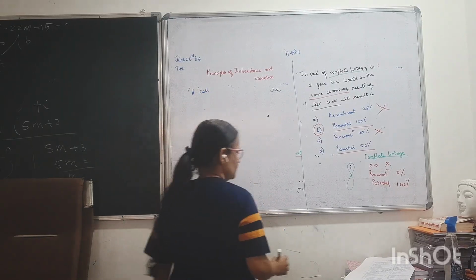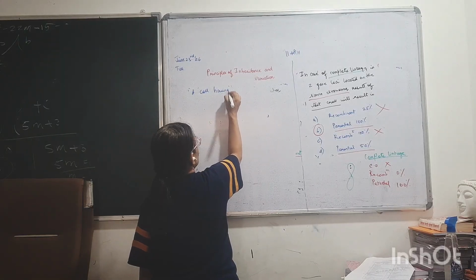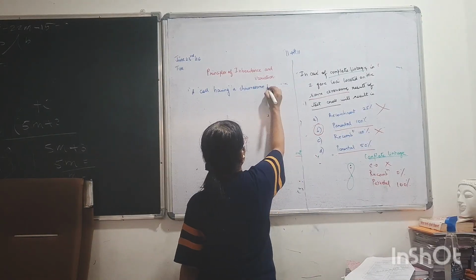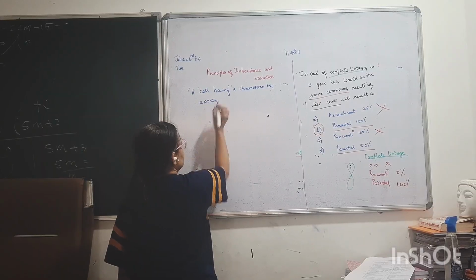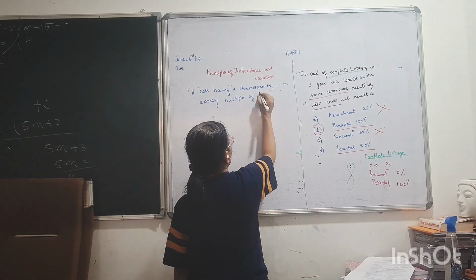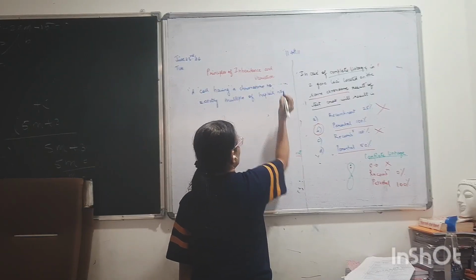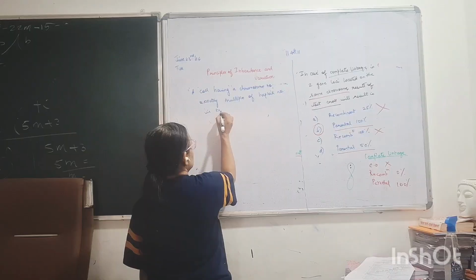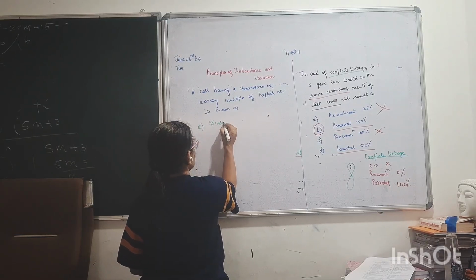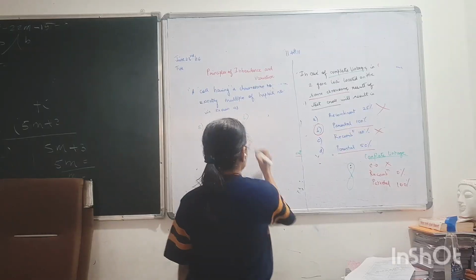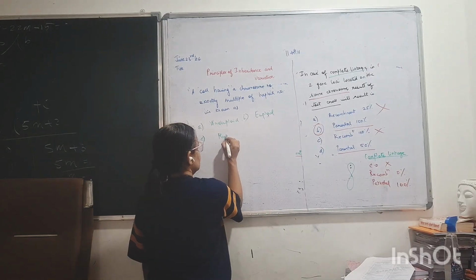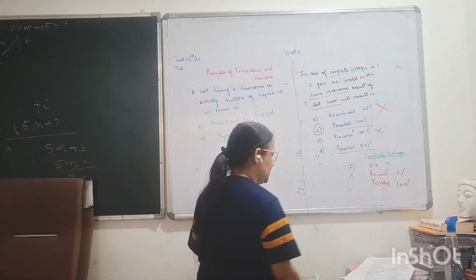A cell having a chromosome number exactly multiple of haploid number is known as, options are A aneuploidy or just simply aneuploid, B euploid, C hyperploid, and D is hypoploid.